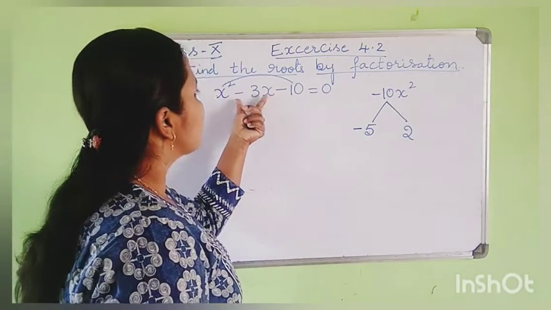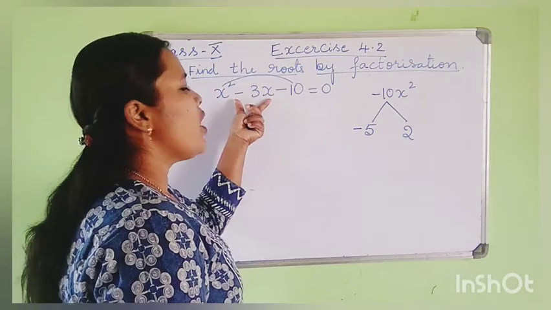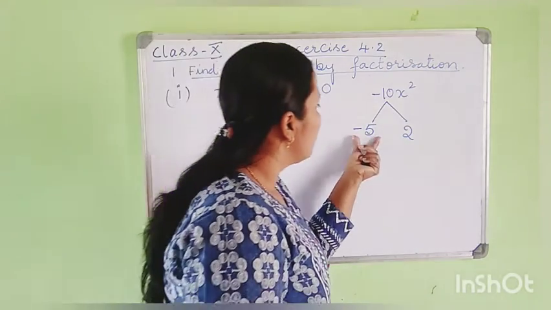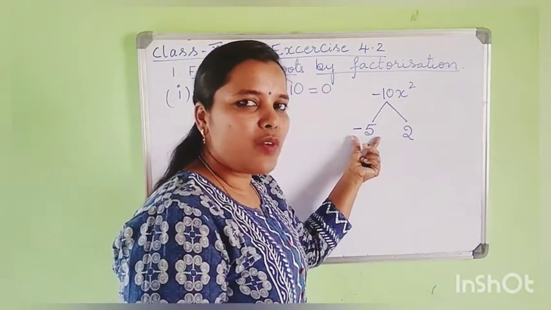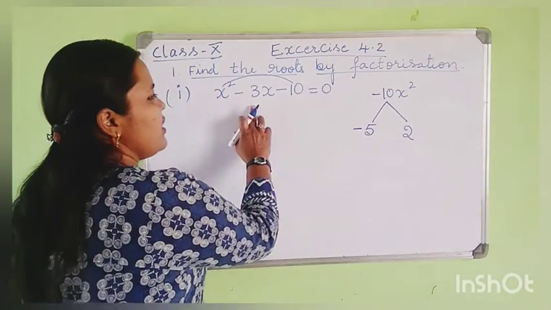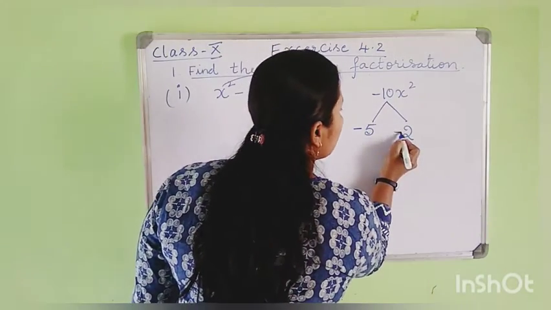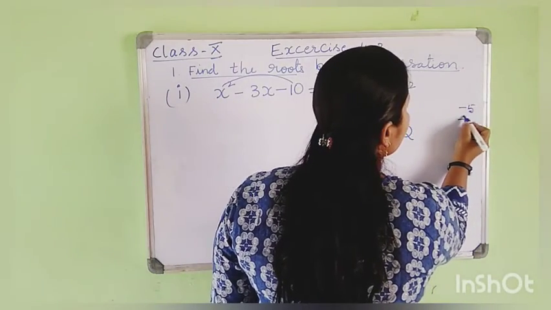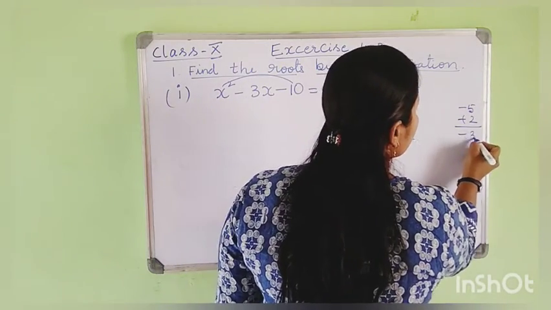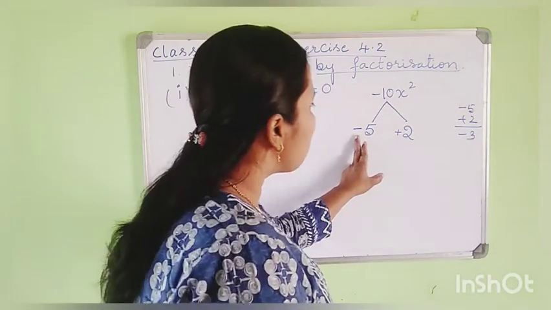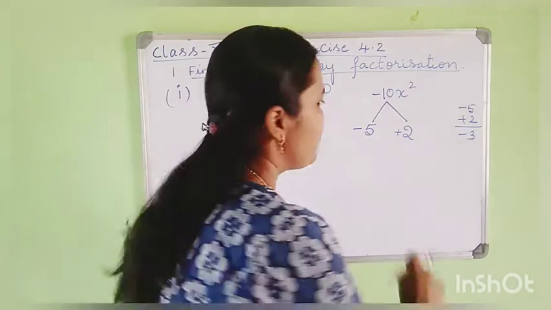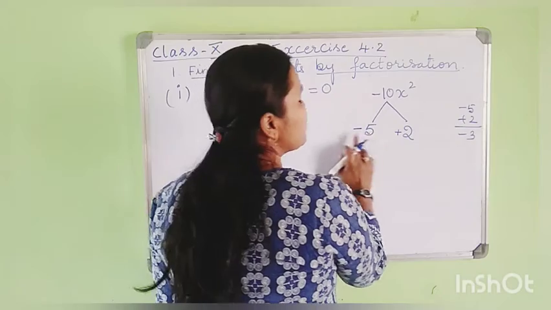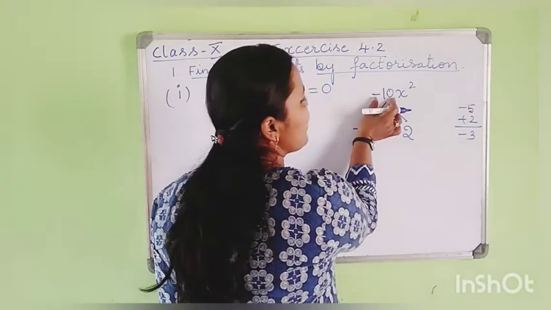Whatever the sign we have here, we want minus 3, therefore we have taken minus 5, and you have to take plus 2. Now let us check: what is minus 5 plus 2? You will get minus 3. So when we multiply these two, minus 5 and plus 2, it becomes minus 10.